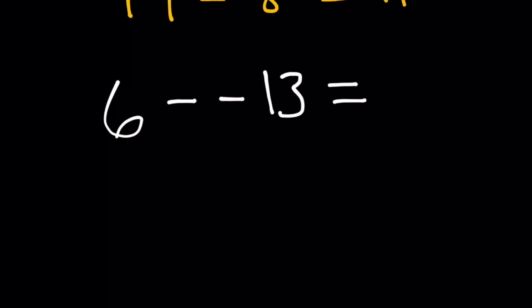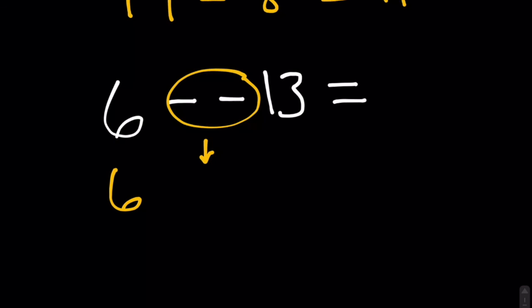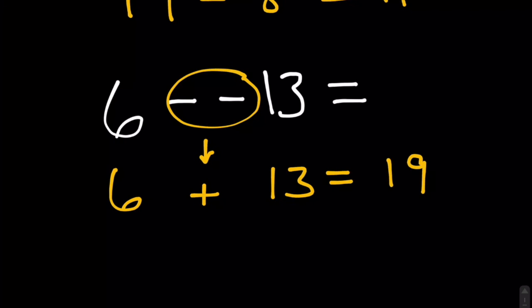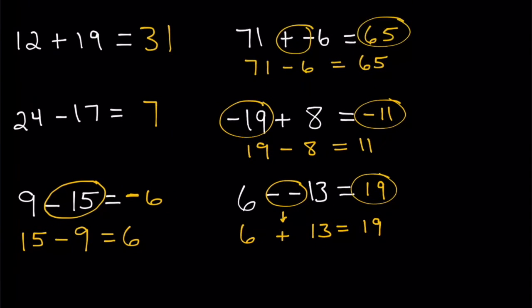Here in our last example, we have the double negative again with 6 minus negative 13, and unfortunately our rules don't really help us too much here, so we gotta remember from before, 2 minuses is the same as a plus, and 6 plus 13 is 19. And yeah, we don't gotta change it here. The answer is 19. And that's it, y'all.